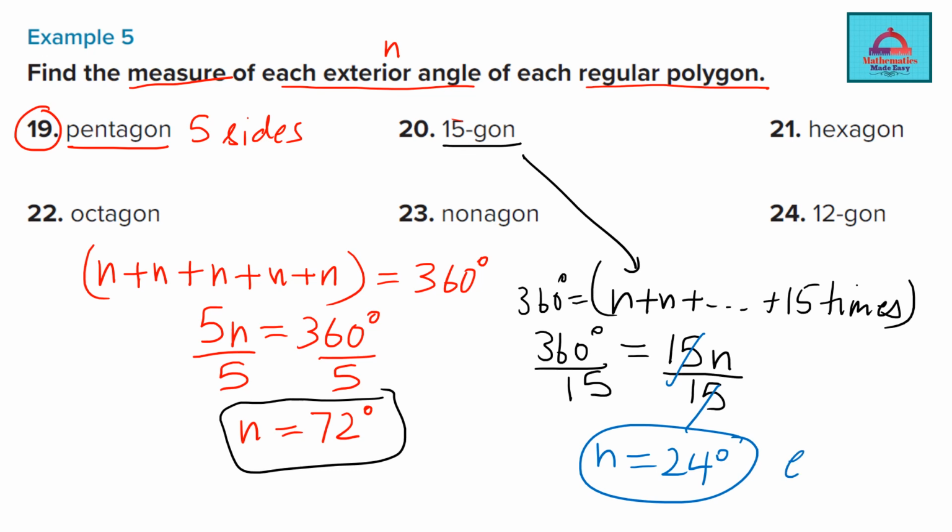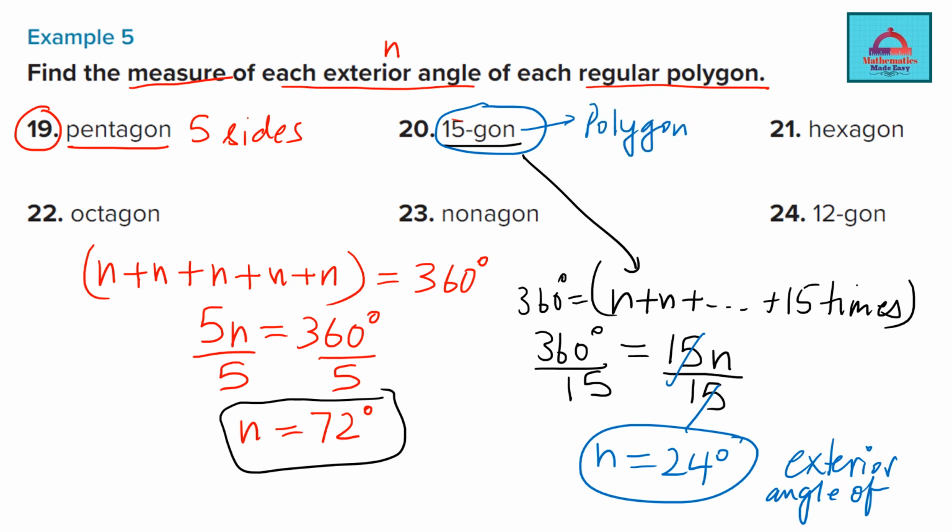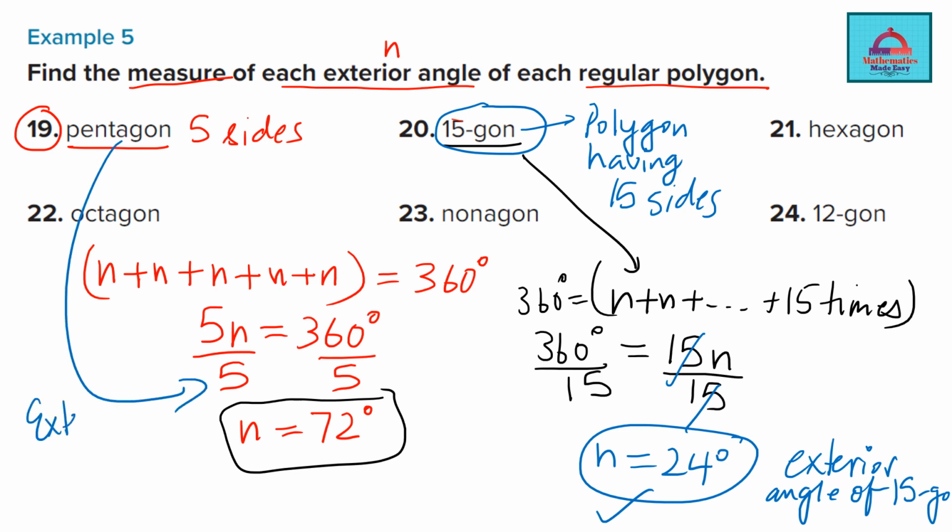So the measure of the exterior angle of a 15-gon. 15-gon means a polygon having 15 sides. So I will just write here in case anyone doesn't know, polygon having n sides, here n is 15 sides. So exterior angle of the 15-gon is 24 degrees. The exterior angle of the pentagon, meaning 5 sides, is 72 degrees.